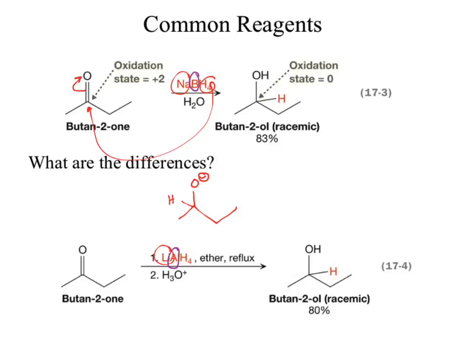How about the boron versus the aluminum? What's the difference there? Electronegativity is a difference. We have an electronegativity difference. We also have a size difference. How is that going to help us, or how does that affect the reactivity of the hydride?